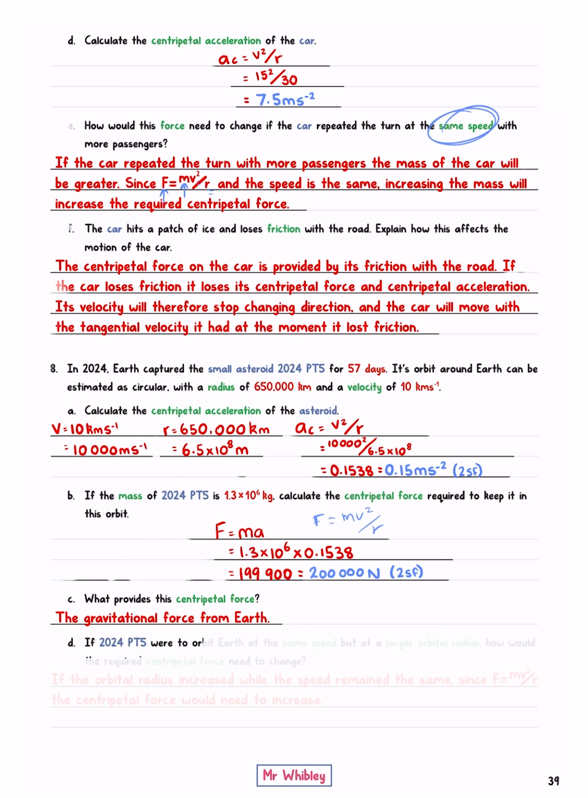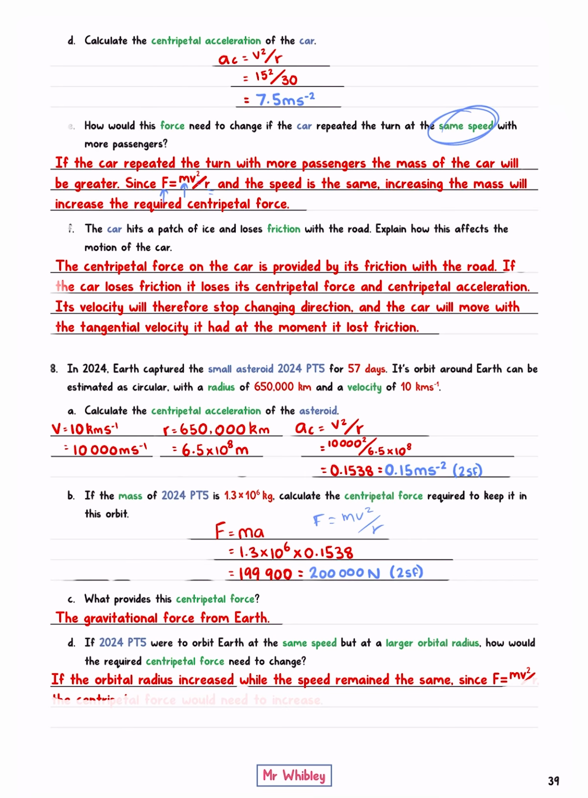If 2024 PT5 were to orbit Earth at the same speed, but at a larger orbital radius, how would the required centripetal force need to change? If the orbital radius increased while the speed remained the same, since F equals mv squared over r, the centripetal force would need to decrease.